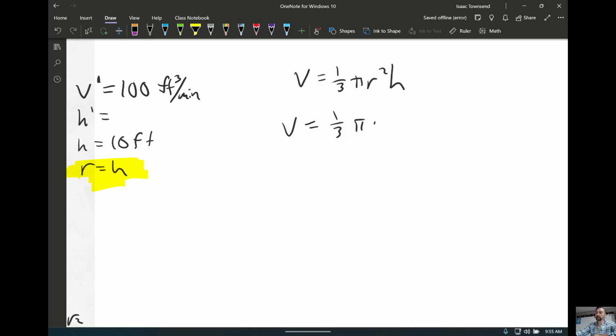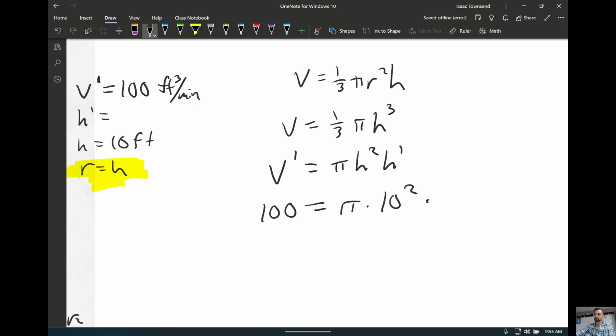If I change them to h's, now when we do the derivative, we only have v prime, which we know, pi is just a number, we have h, which we know, and we have h prime, which we're trying to solve for. So it is unsolvable without making that substitution, changing this into this because of that. And again, that doesn't happen on every cone question, but it is likely to happen on cone questions.